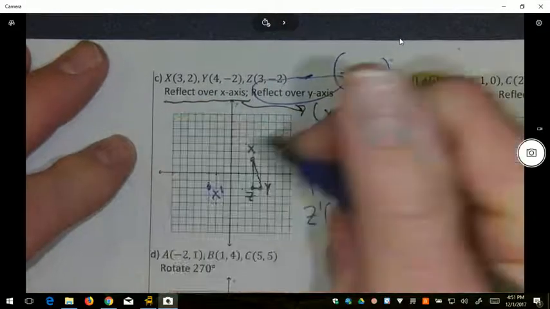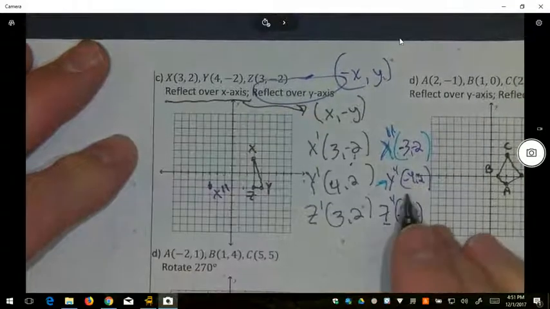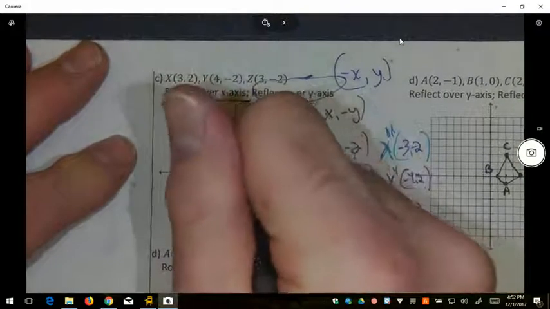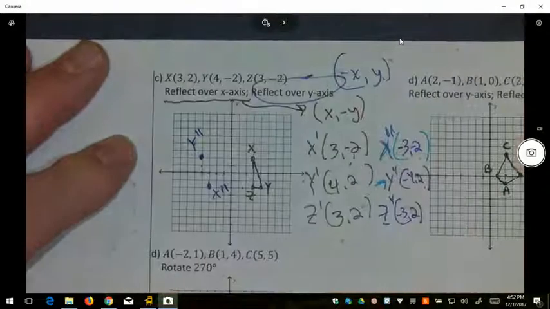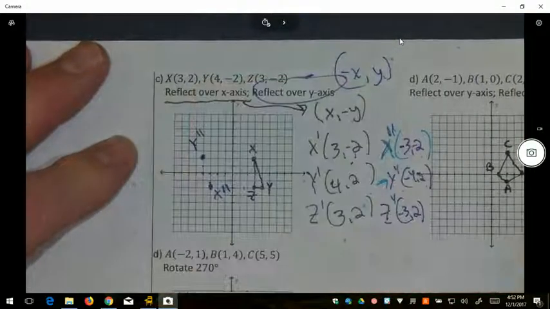There's our x double prime. Negative 4, 2. There's our y double prime. Z double prime is negative 3, 2.